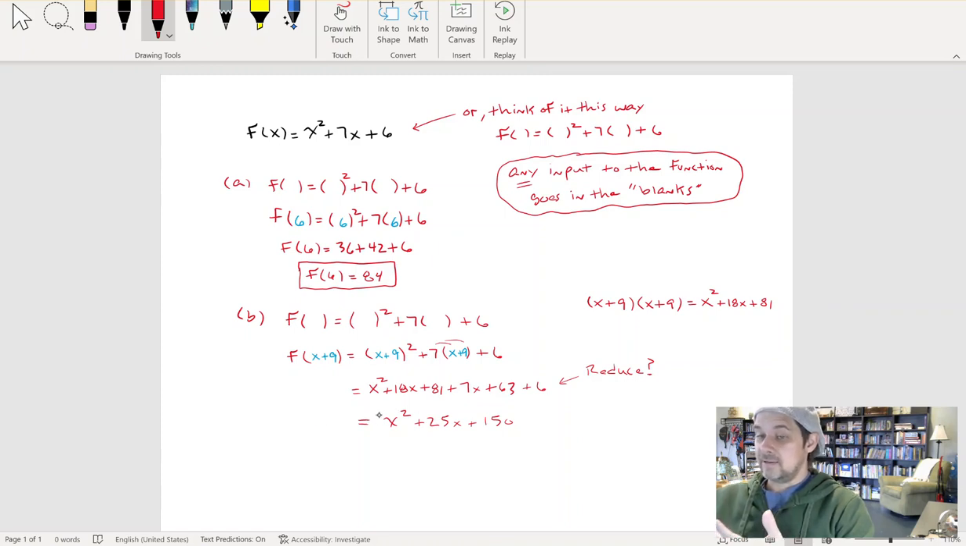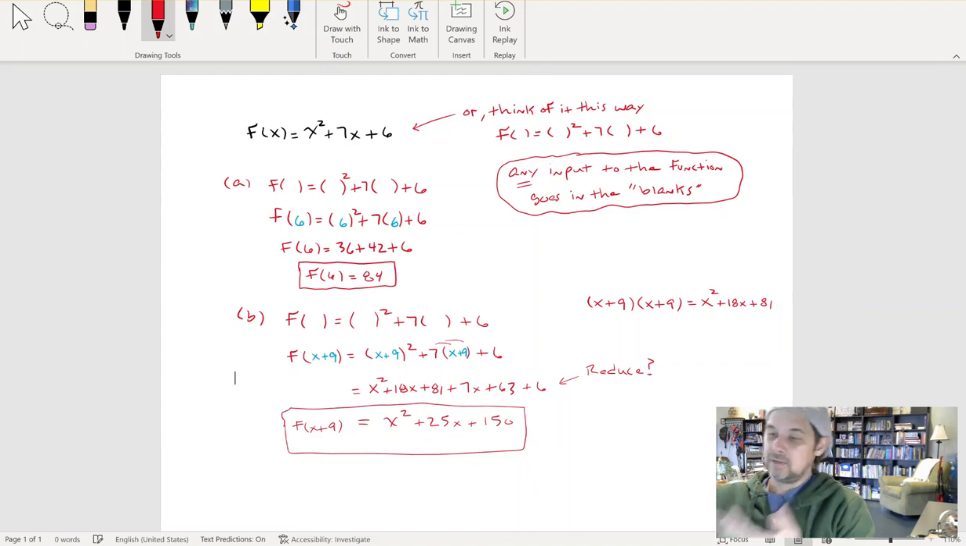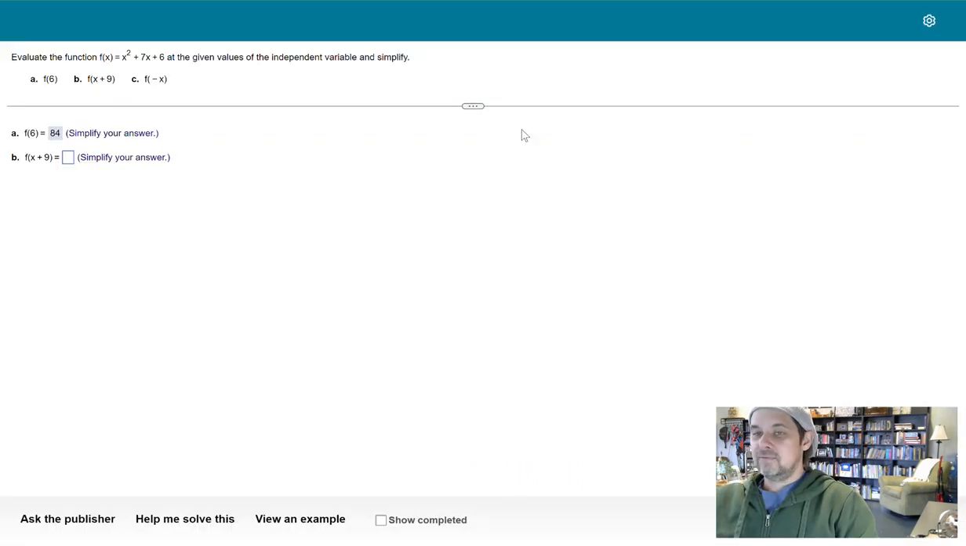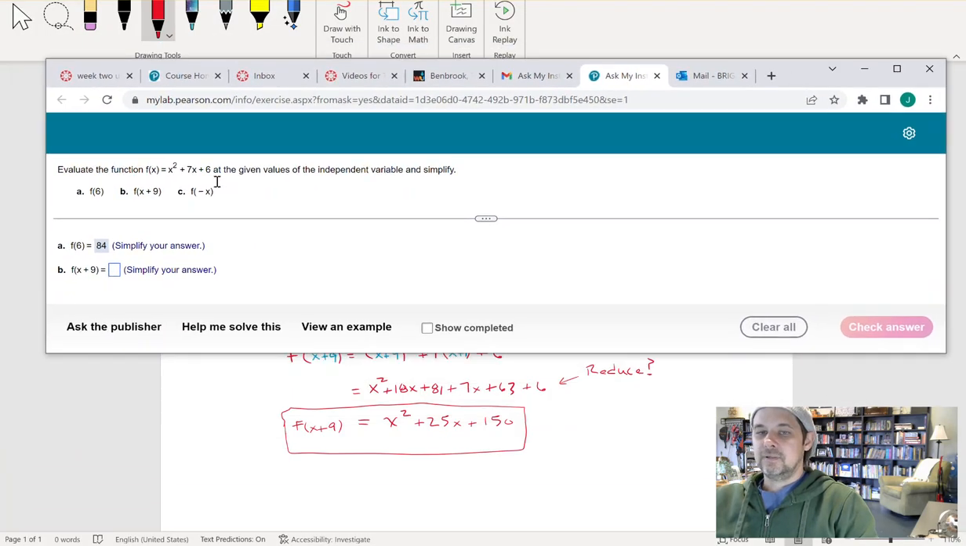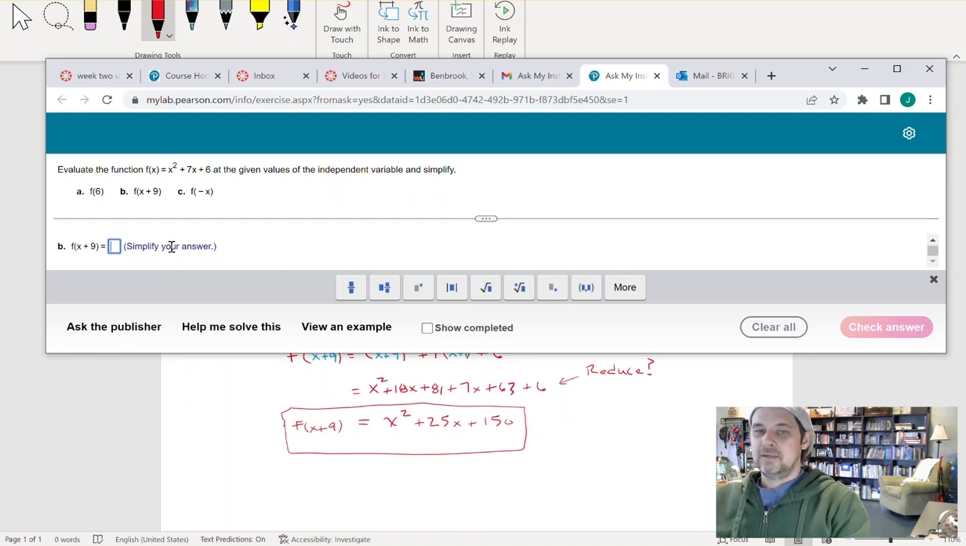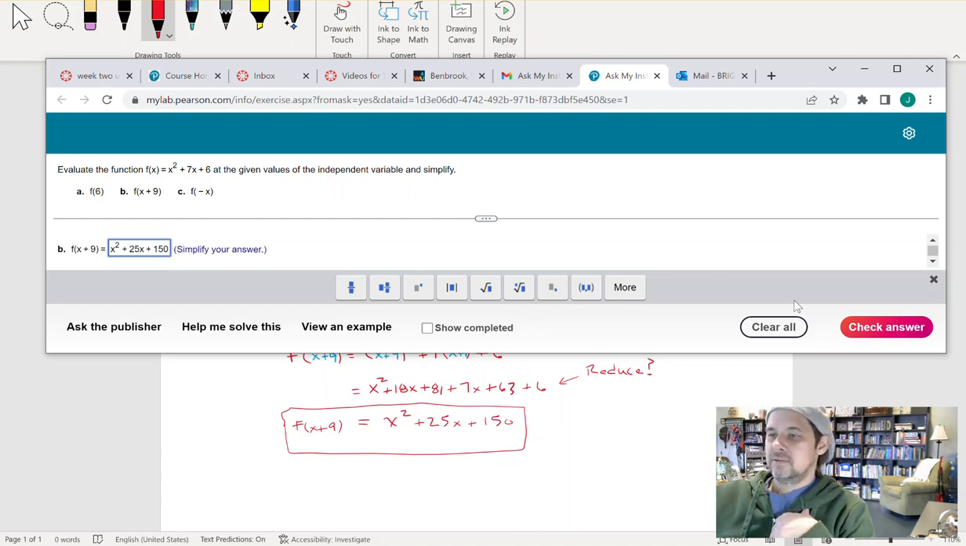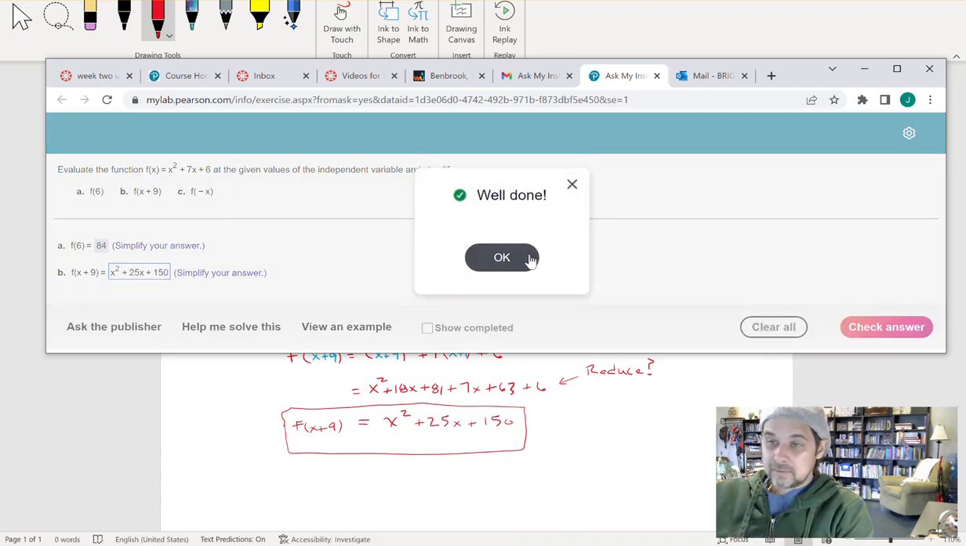So I see that as my answer. If you plug in x plus 9, you're going to get x squared plus 25x plus 150. Okay, so we've got it. We've reduced it. We can't get a simpler or smaller answer than that. So let's try it out. What do we got here? X squared plus 25x plus 150. And then we just have to check it, and it's correct.